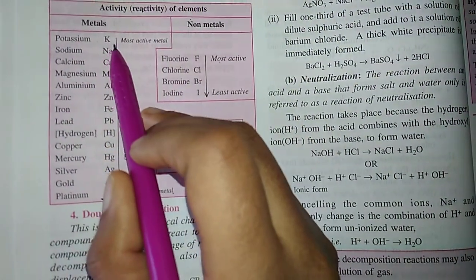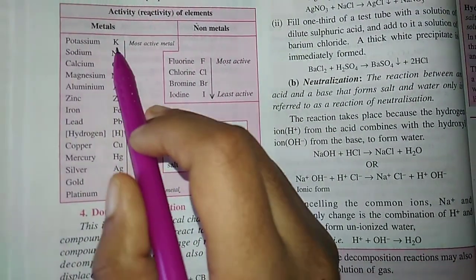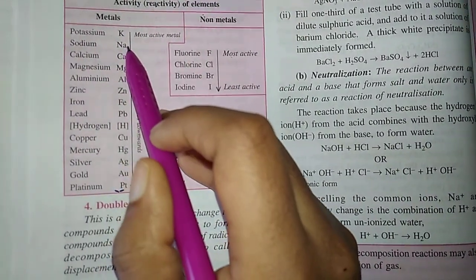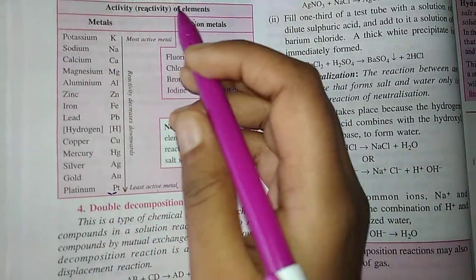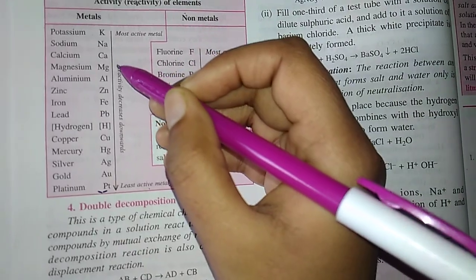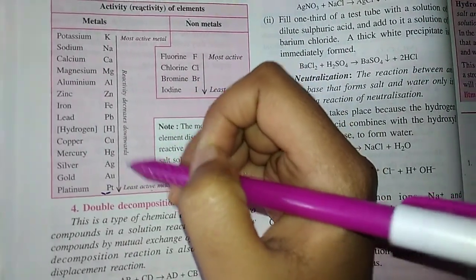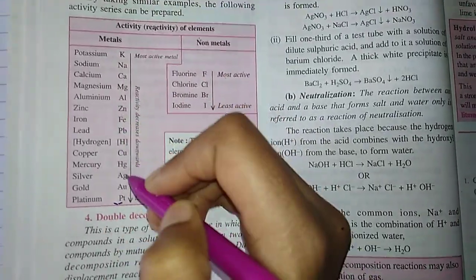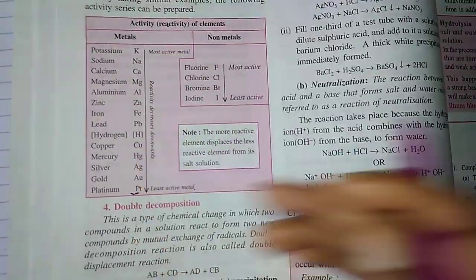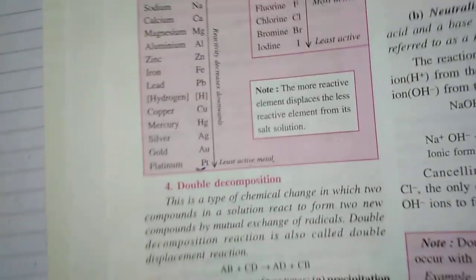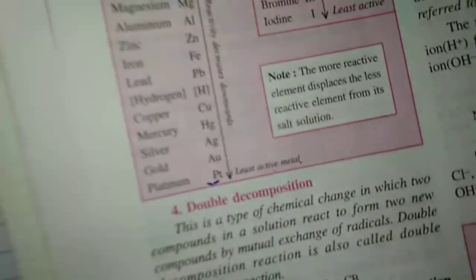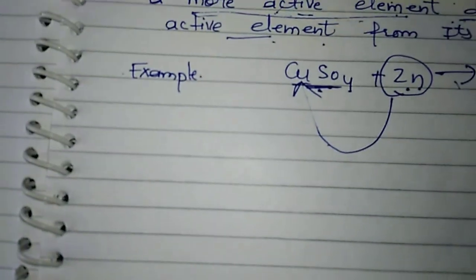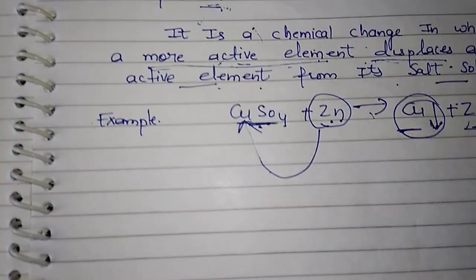You can see potassium is more active than sodium. Sodium is more active than calcium. You can see that reactivity decreases downward. So this is the active metal series. From here you can see which one is more active and which one is less active. Now back to our topic, displacement.